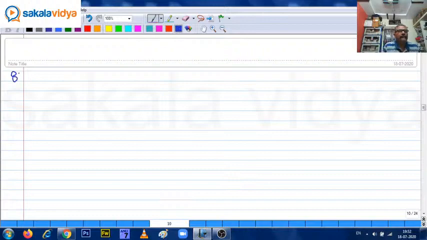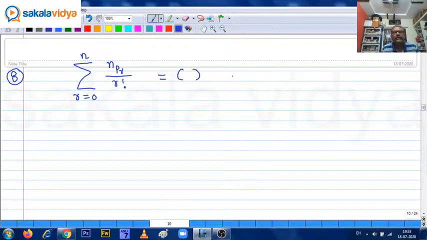So the eighth one. Sigma nPr upon r factorial, taking the values of r from 0 to n, equals: first option 2 power n minus 1, second one 2 power n, third one 2 power n plus 1, fourth one 2 to the power of n minus 1. This is the eighth question.